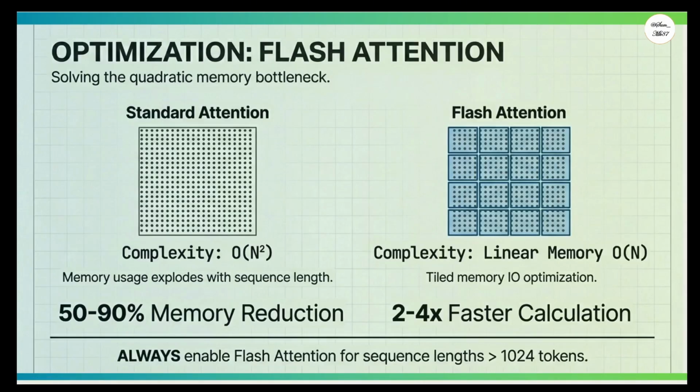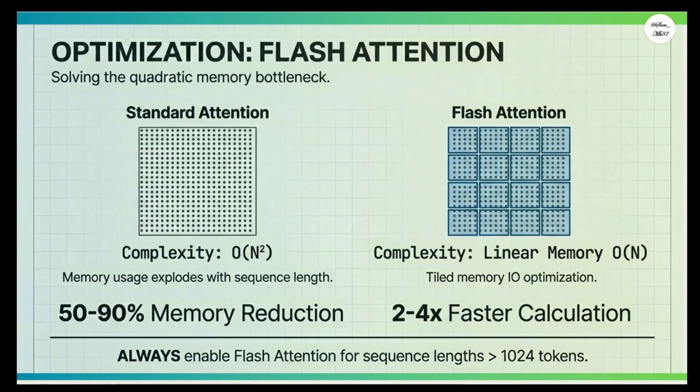Now let's talk about flash attention. Standard attention has a quadratic problem: if you double the sequence length, your memory usage increases quadratically. But flash attention solves this by using tiled memory I/O to make the relationship linear. We're talking about a 50 to 90% reduction of memory and calculations that are 2 to 4 times faster if you use flash attention.